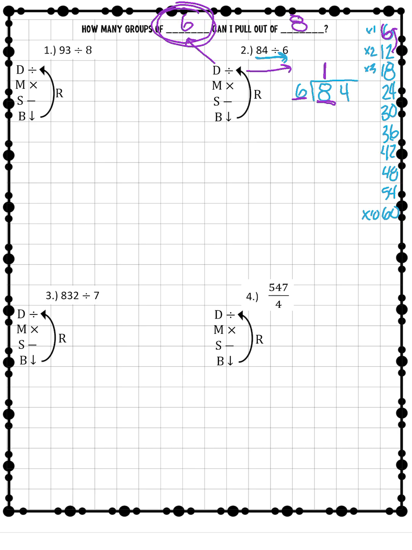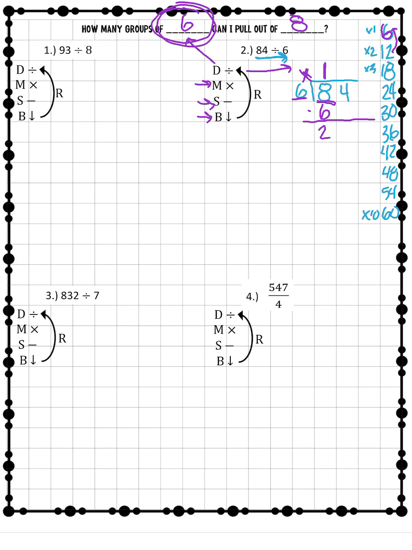Then you hit the mom multiply step. Mom multiply, I put a little multiplication sign in the corner of my division box here, and I'm going to do 1 times 6, and that gets me 6, and it's going to go right under my 8. Then we have our sister step, sister subtract. So I'm going to draw my subtraction line and draw a line across. I always go all the way across my division problem on the bottom, and I'm going to do 8 minus 6 gets me 2.